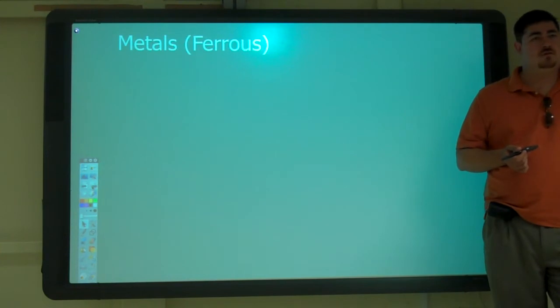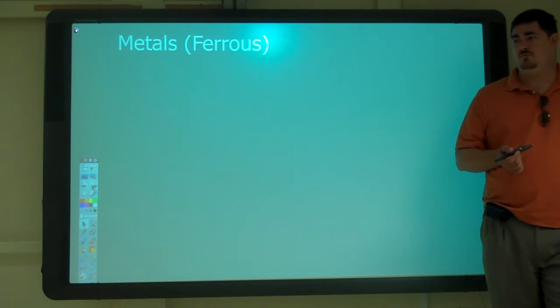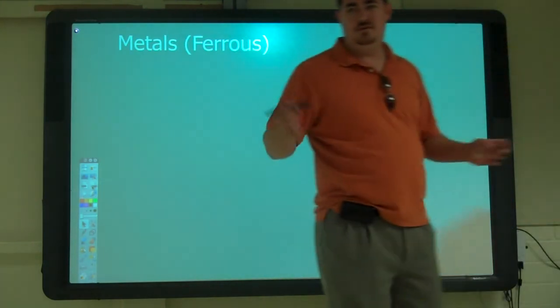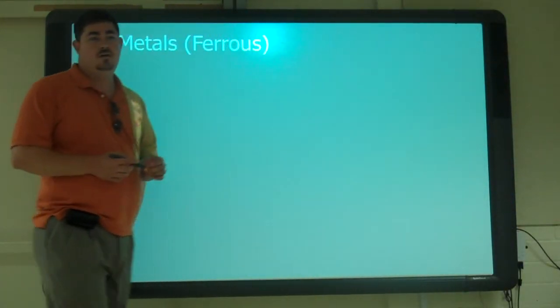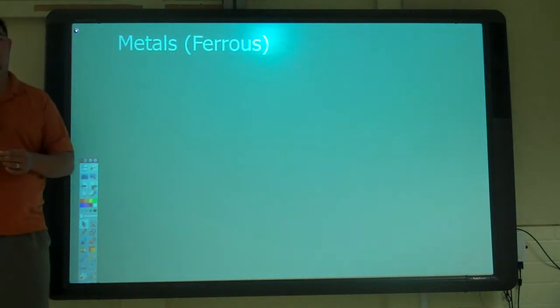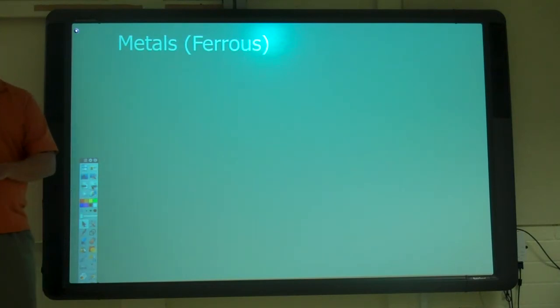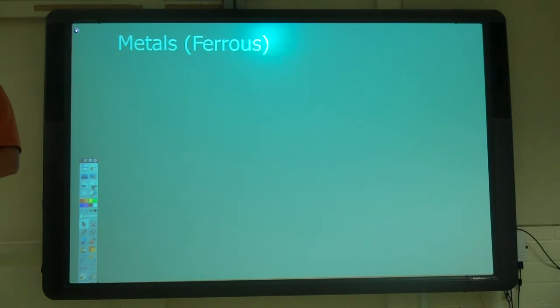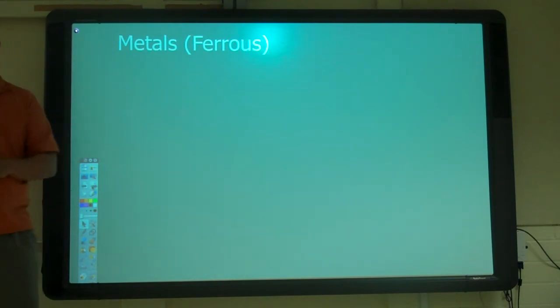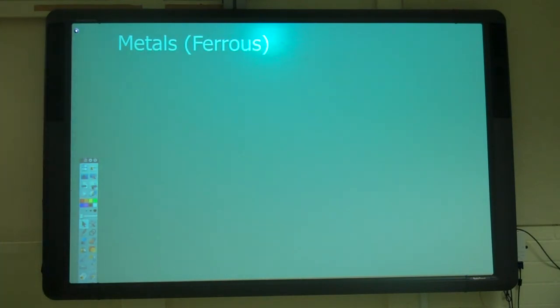What else? It could be used in long lengths. Yeah, you can make big pieces, you can make small pieces. What else? Lasts a long time. Yeah, it lasts a pretty long time if it's taken care of, right? If you take care of it correctly, it'll last forever, almost, until you stop taking care of it. Anything else? Any other comments about steel?